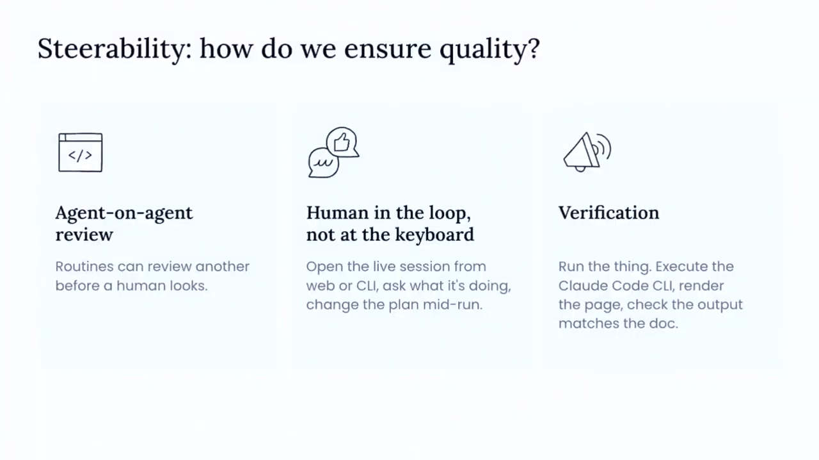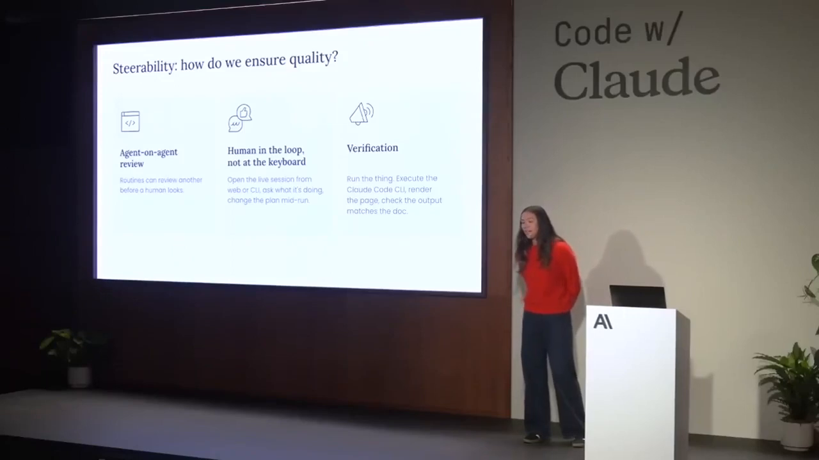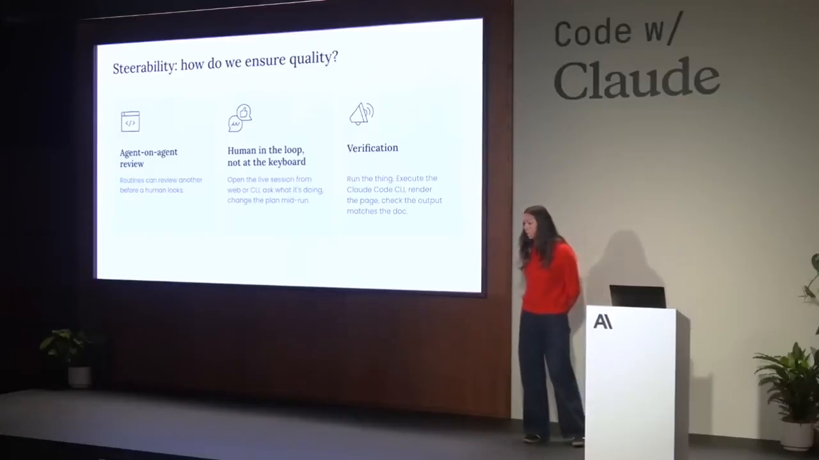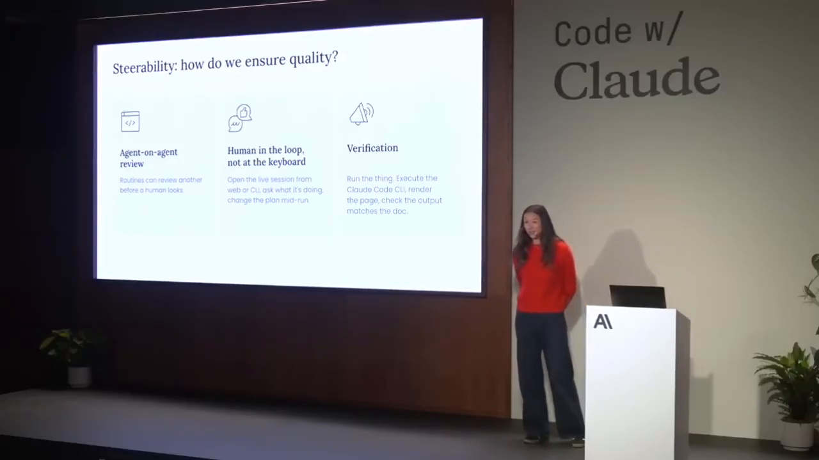Finally, the last thing to think about here is steerability. How do we ensure the quality of Claude's outputs? There are a couple ways to do this. One thing that I think is quite interesting is to invest in agent-on-agent review. If folks have designed multi-agent systems and have heard of the generator-critiquer pattern, this is something we borrowed here. You can set up one routine to create docs PRs, and set up another routine that triggers on that PR's creation to leave comments on the PR before a human gets to it.